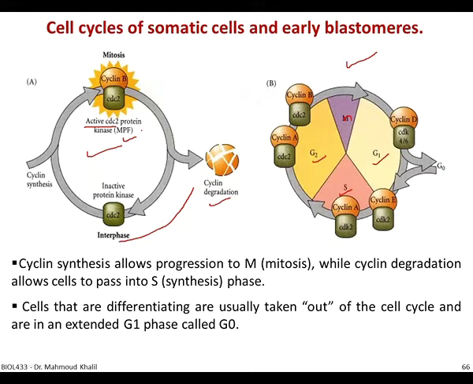So these cyclins allow the progression to the M phase, while their degradation allows the cell to go straight into S and skip G1. Okay. So cells that are differentiating are usually taken out of the cell cycle. In normal cases, cells stop cycling. Why stop cycling? Because at some point after division and cycling, it can differentiate, and once it differentiates, it goes into a quiescent stage, which is called G node or G0.